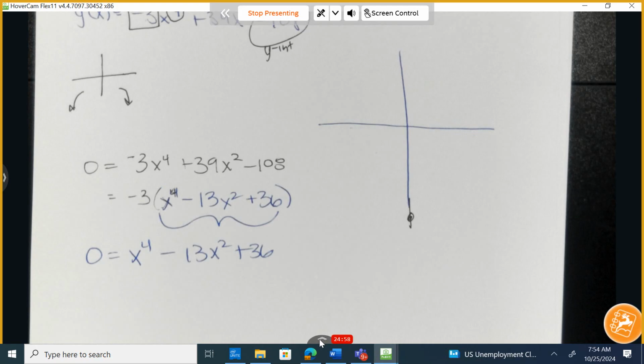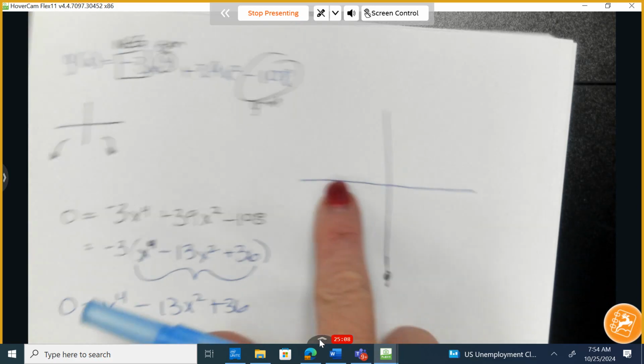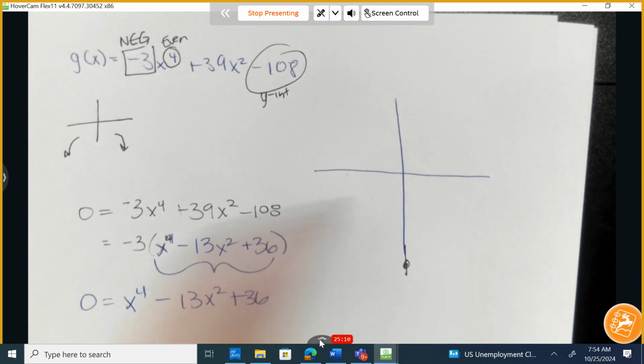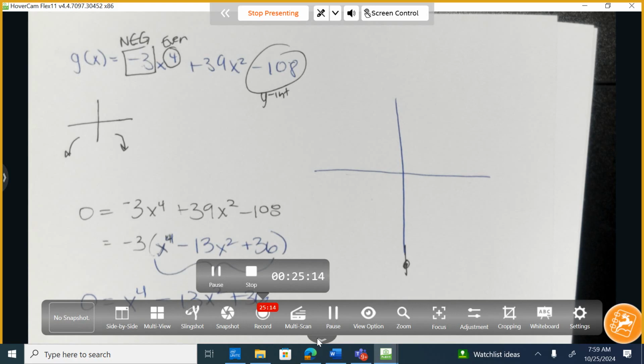Once you figure out what those solutions are, I want you to look and see how many of each solution there was. Was it a single solution? Was it a duplicate? And then that's going to help you determine what this graph looks like. I'm going to press pause. I'll be back with you. Thank you for your patience here.